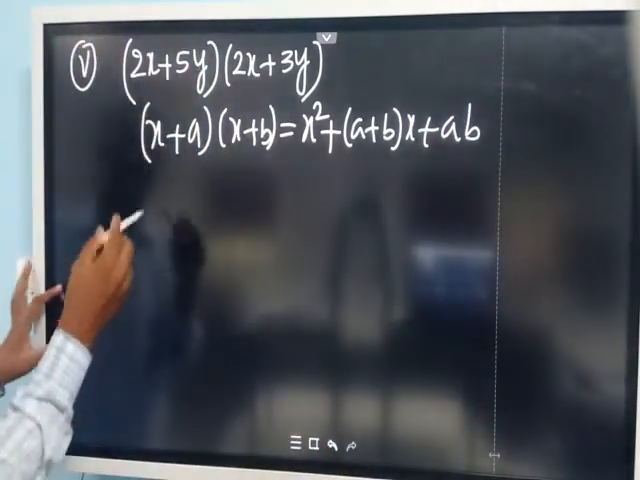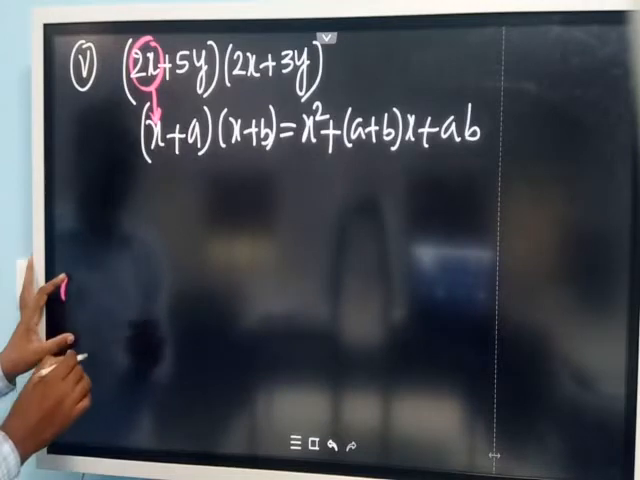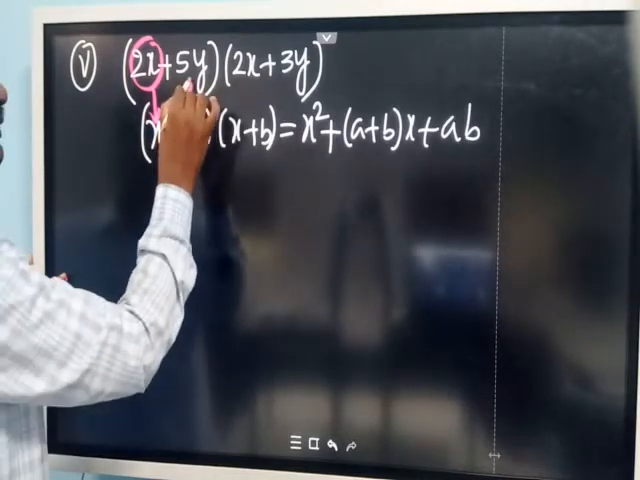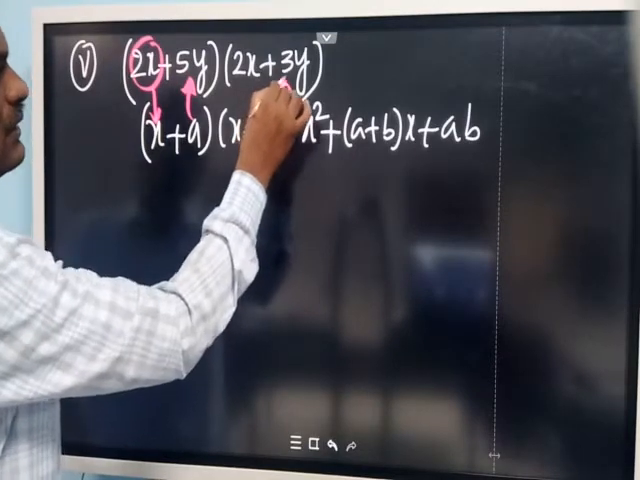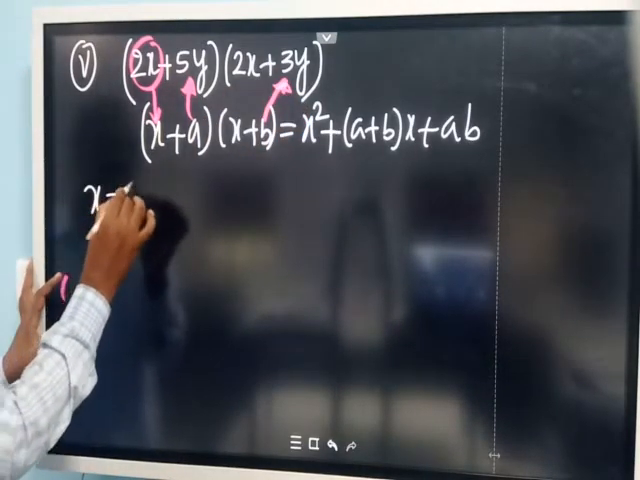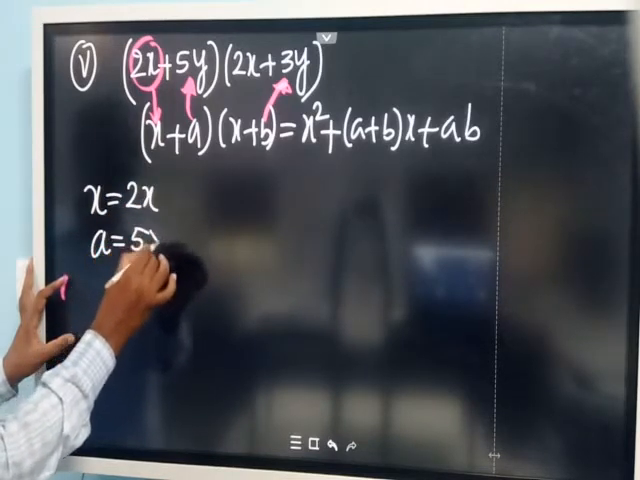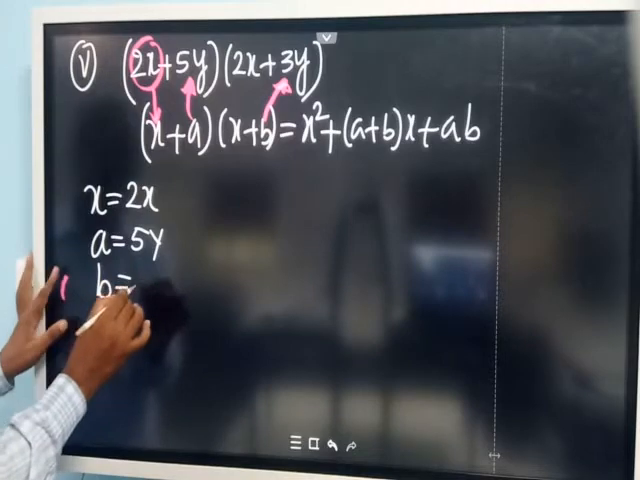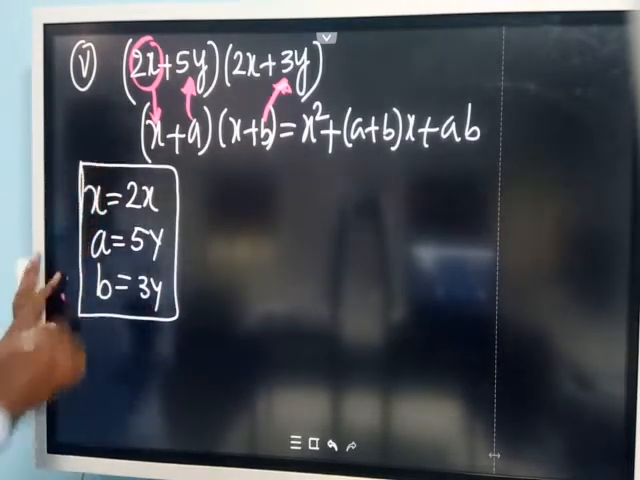Compare this one. So in place of x, what you are having? In place of x, 2x. In place of a, it is 5y. In place of b, it is 3y. So let us write x. Wherever x you get, you write 2x. Wherever you are having a, you have to write 5y. B, you have to write 3y. So these values you have to substitute in the formula.